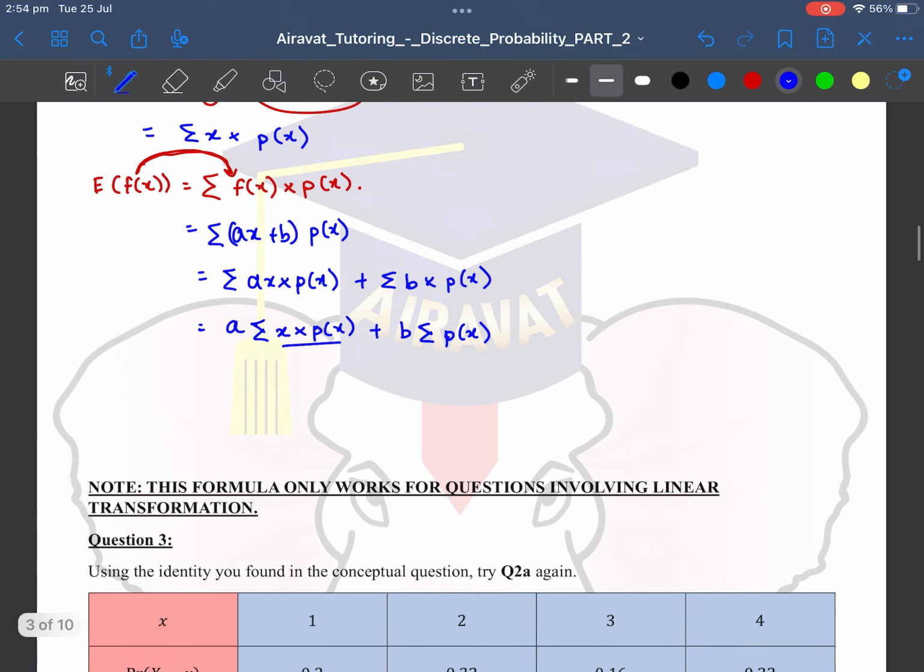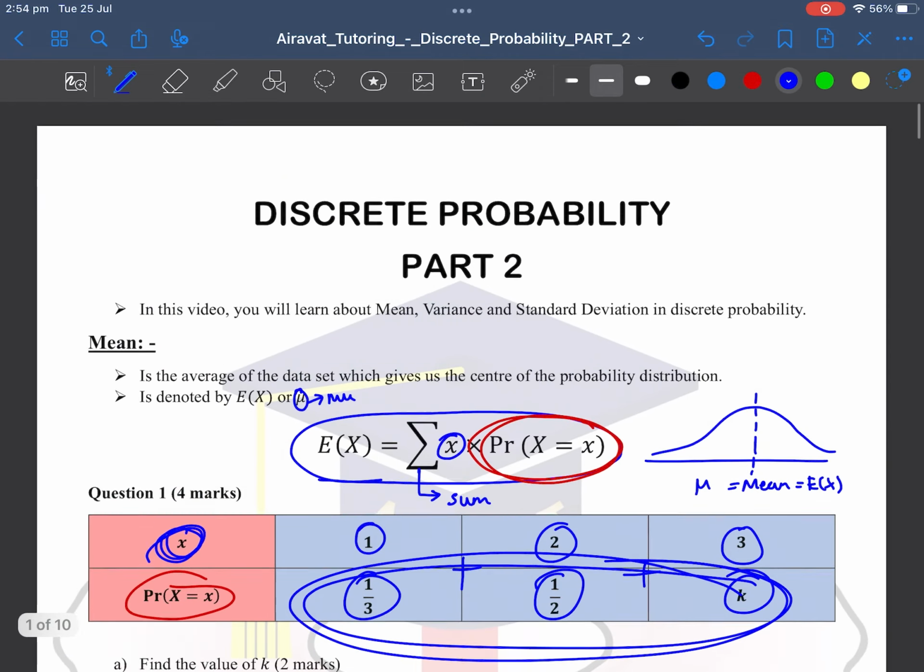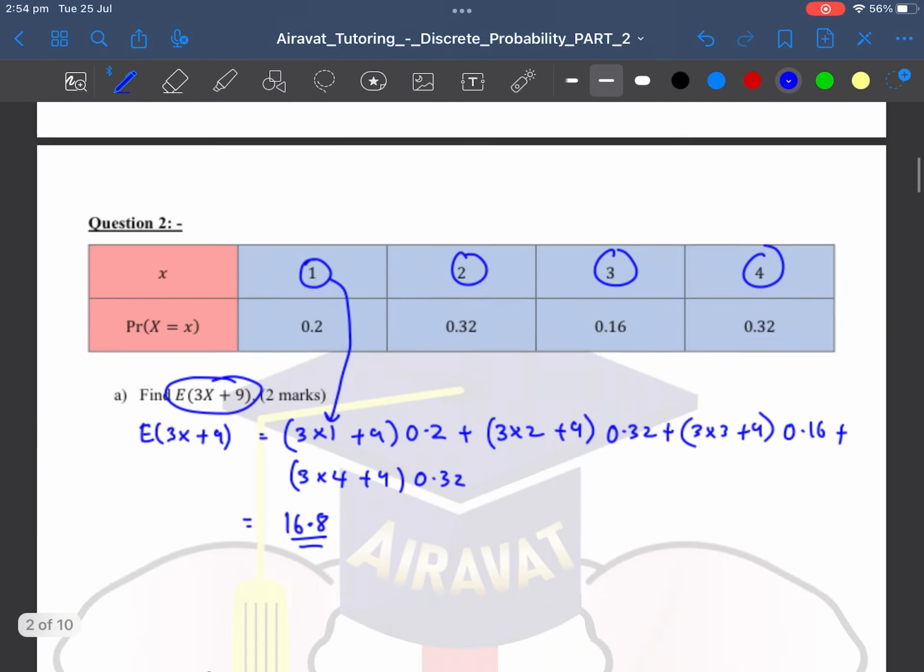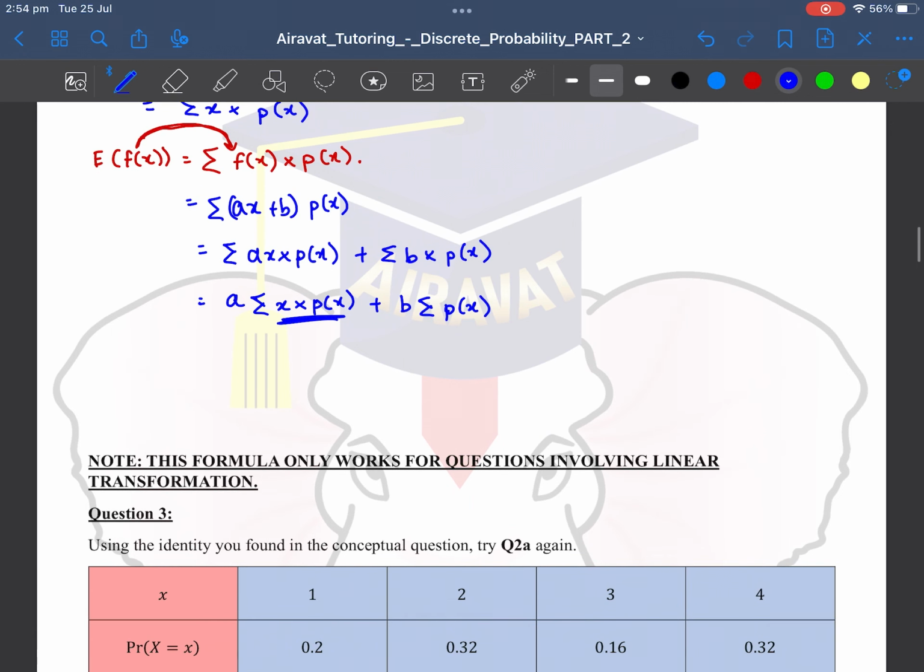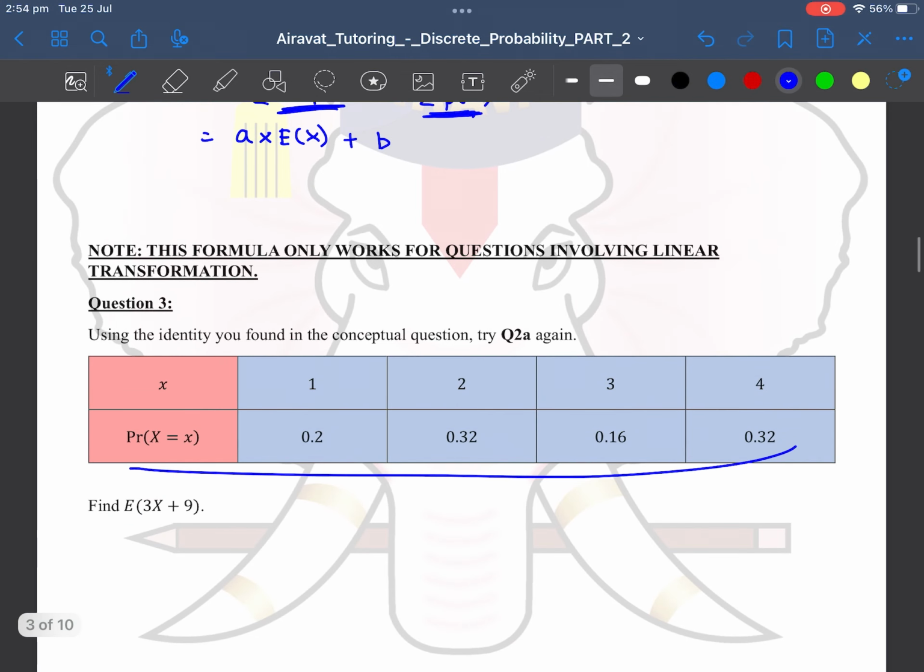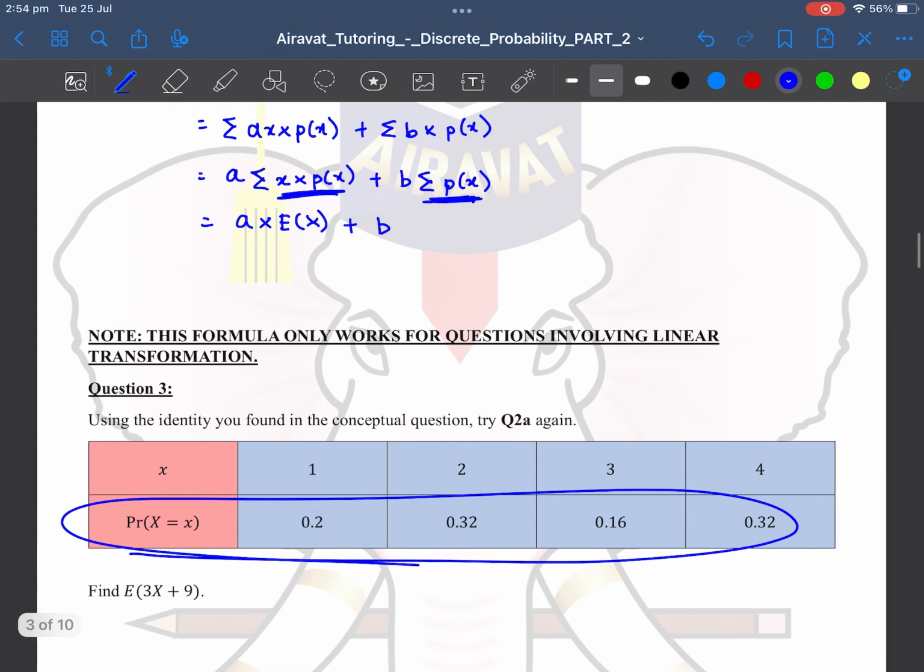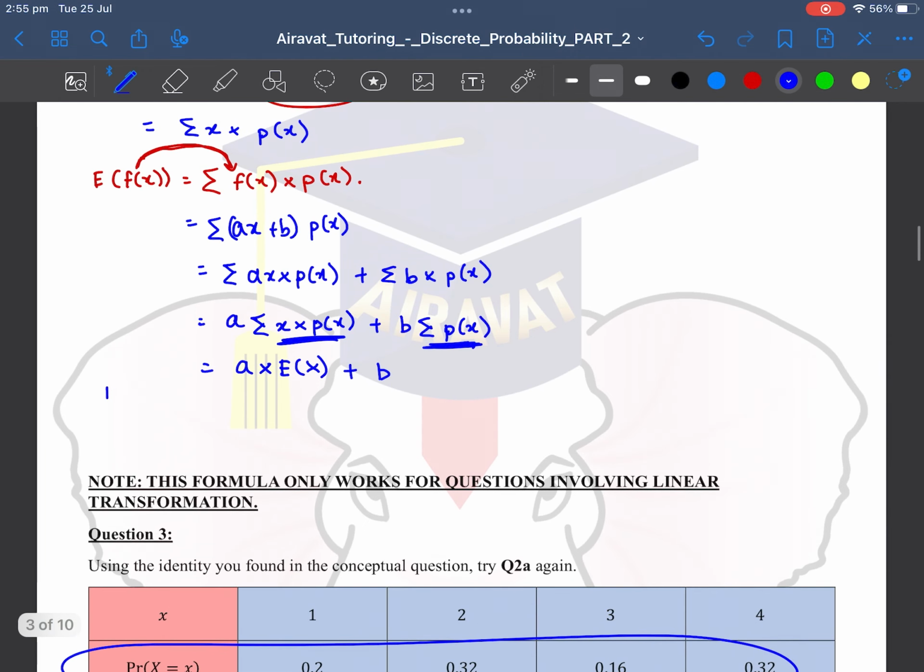And now this formula right over here, doesn't that look a lot like this one right over here? Well, yeah, exactly. It's the same formula as to calculate the mean. So this is just going to be a times E of x plus b. Now where did this term go? Well, this is basically saying the sum of all the p of x, which is just going to be what? 1, because p of x is essentially the probability function, probability values, and all the probabilities add up to 1. So our final answer for E of ax plus b is going to be a times E of x plus b. There you go, that's your linear identity derived.